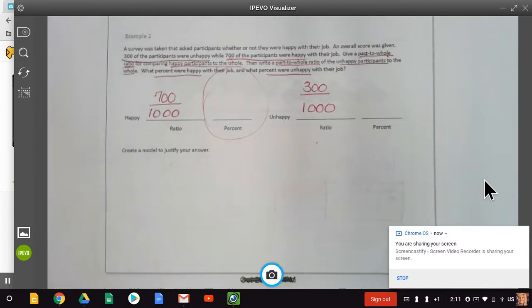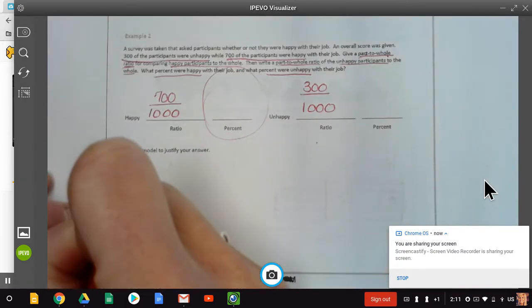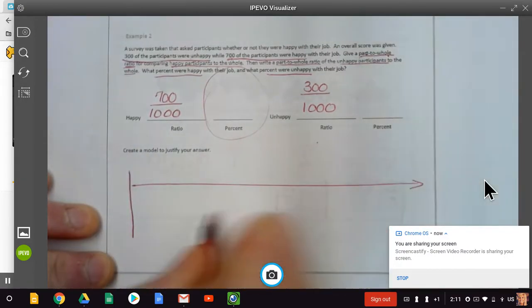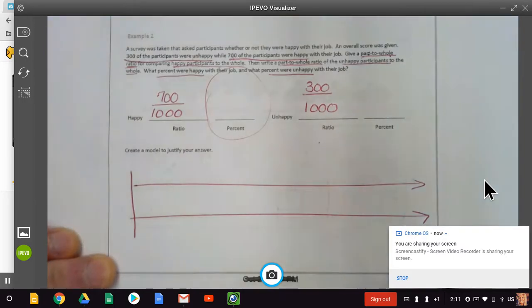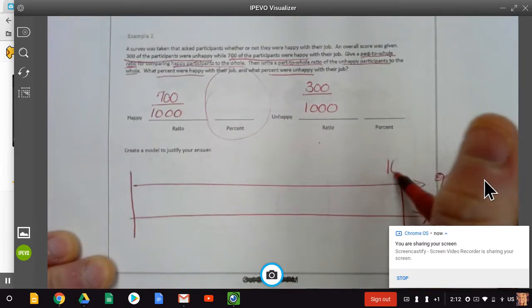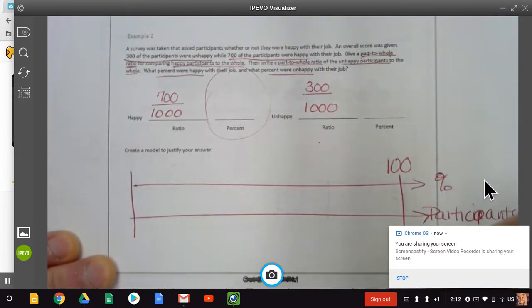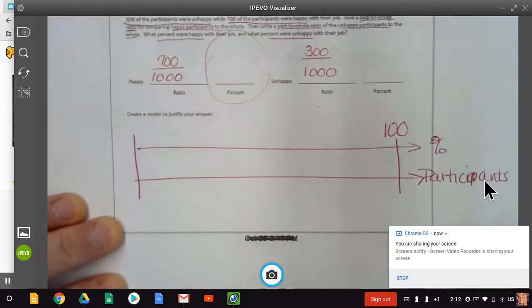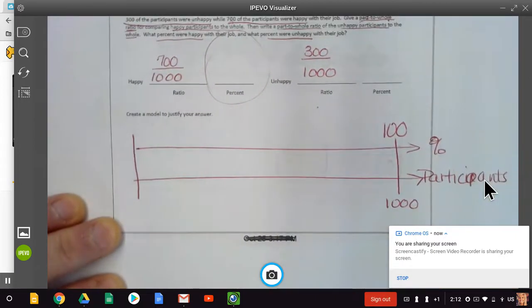I can do a double number line. So let's do that. We're going to draw a double number line. This is going to be our percentage. This right here is going to be our participants. Over here at the end, I know I'm going to have 100% as my total, and my total participants are 1,000. I'm also going to start with zeros here.